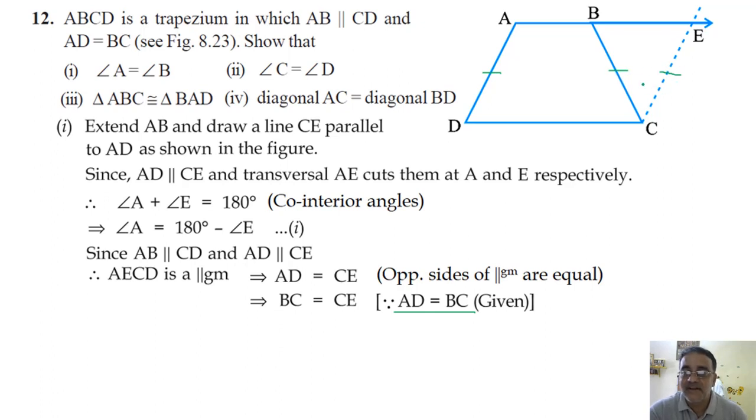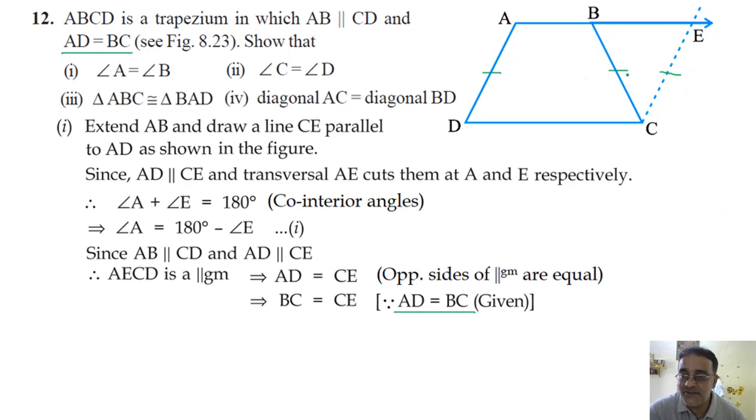See, AD is equal to CE, is that clear? Opposite sides of a parallelogram are equal. Now in the question it is given AD is equal to BC, and AD is also equal to CE here. So these two will also be equal to each other. Now is this clear?